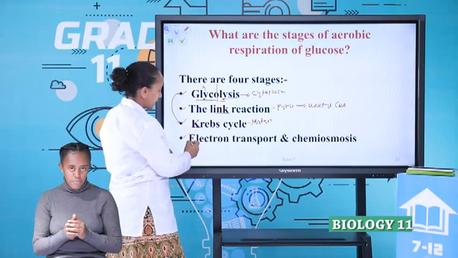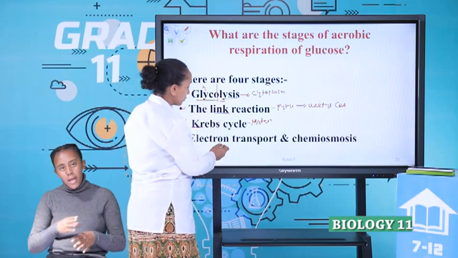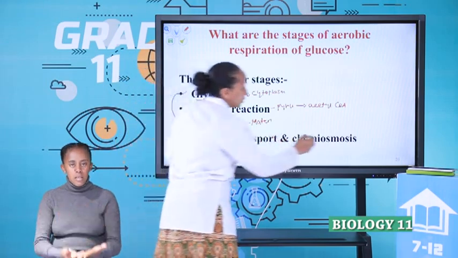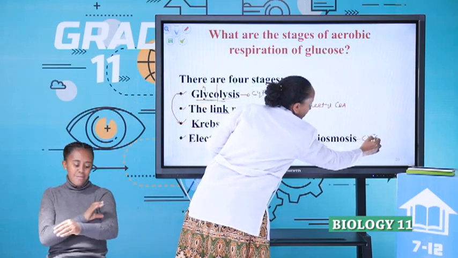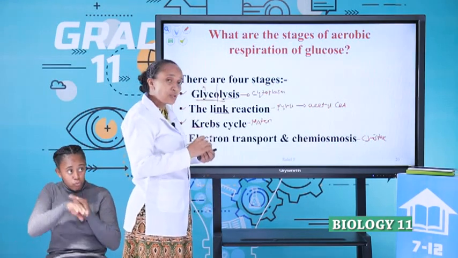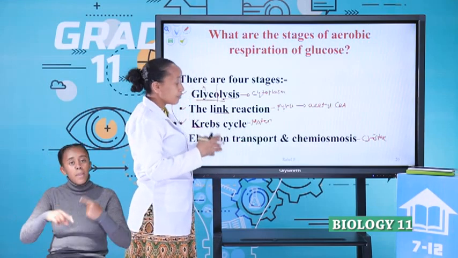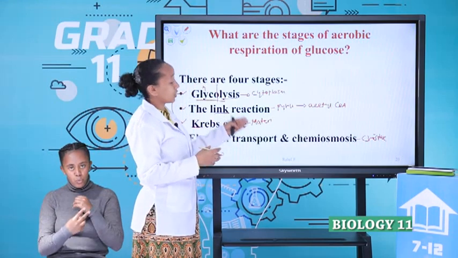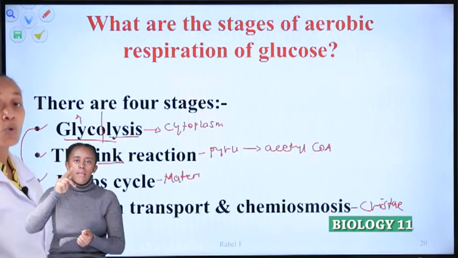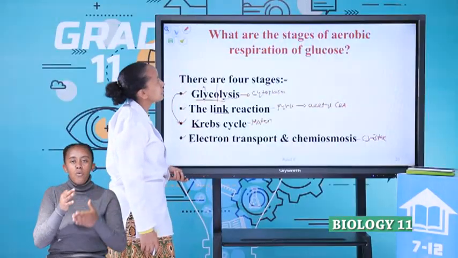The last one is electron transport and chemiosmosis. Electron transport and chemiosmosis occur on the cristae of the mitochondria. The cristae, you know, are the inner mitochondrial membrane, and this process occurs on the surface of the cristae. And in this process, what will happen? The chemical energy stored in the form of reduced NAD and reduced FAD will be completely changed into ATP, and most of the ATP will be produced at the 4th stage of cellular respiration.